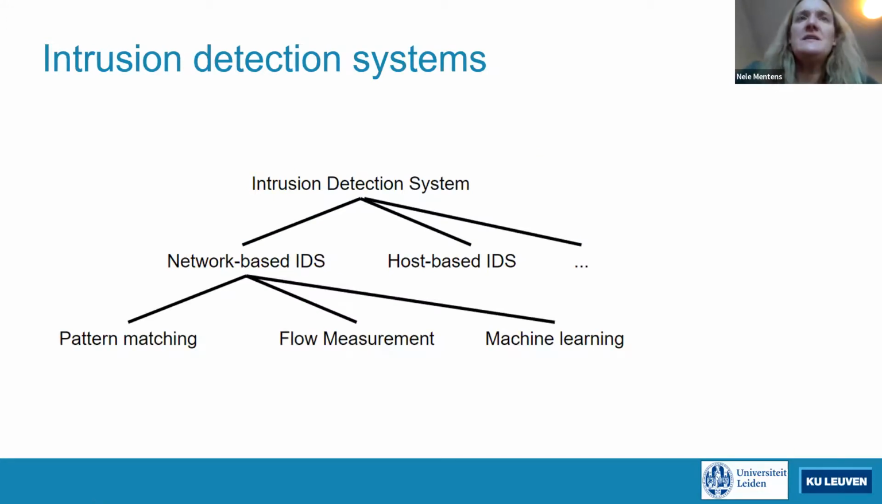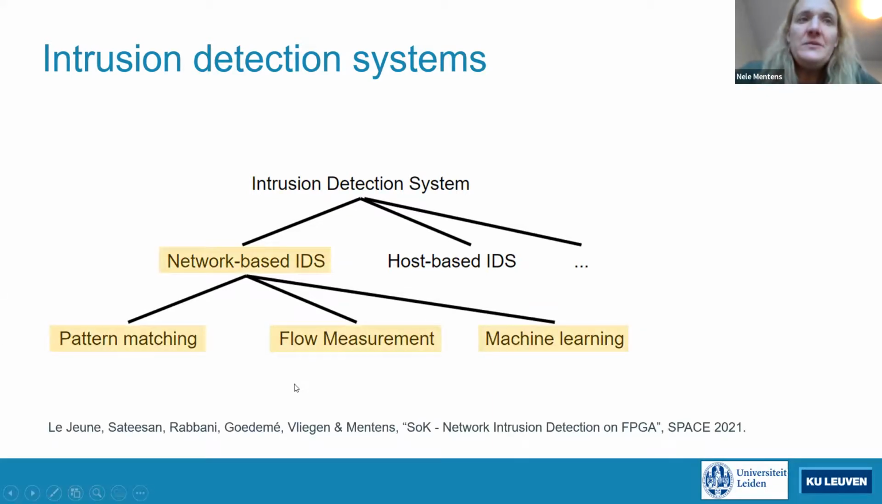Now, if you look at intrusion detection systems, there are different types. There are network-based intrusion detection systems that look at the network traffic that goes by. There are also host-based intrusion detection systems that are installed at a certain host or a certain entity in the network and check if anything goes wrong there. Now we focus on network-based intrusion detection systems, and there are actually three main types of mechanisms that are used here. One is pattern matching, then flow measurement, and machine learning.